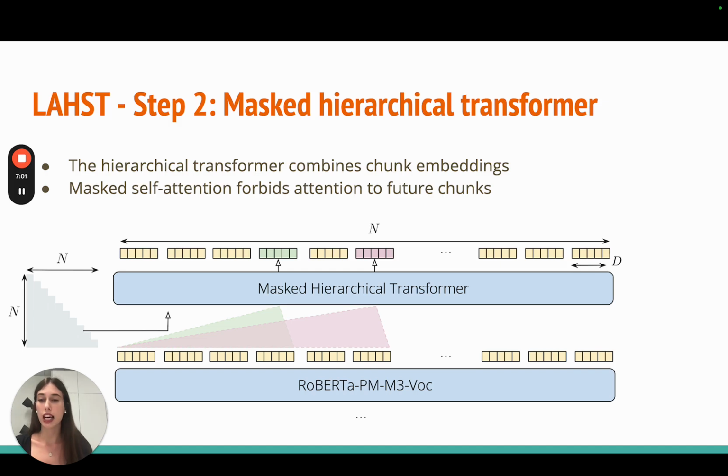Then we combine information among nodes by using a masked hierarchical transformer which applies causal attention. So at every time step, we are only allowed to pay attention to previous nodes to obtain the representation of the nodes at a given time point. So this masked self-attention is forbidding the attention to future chunks.